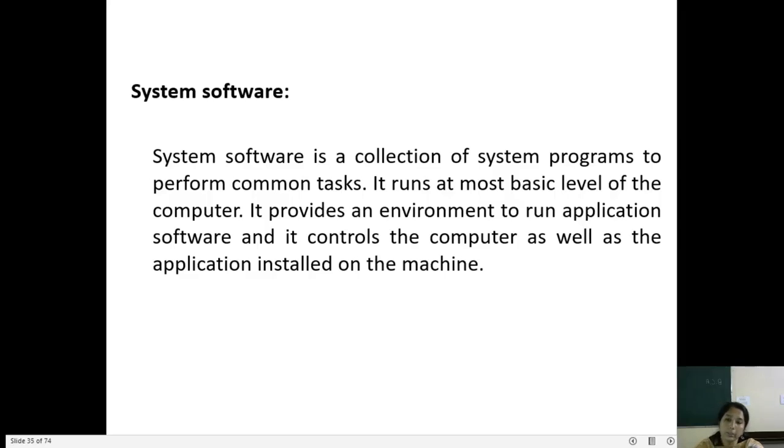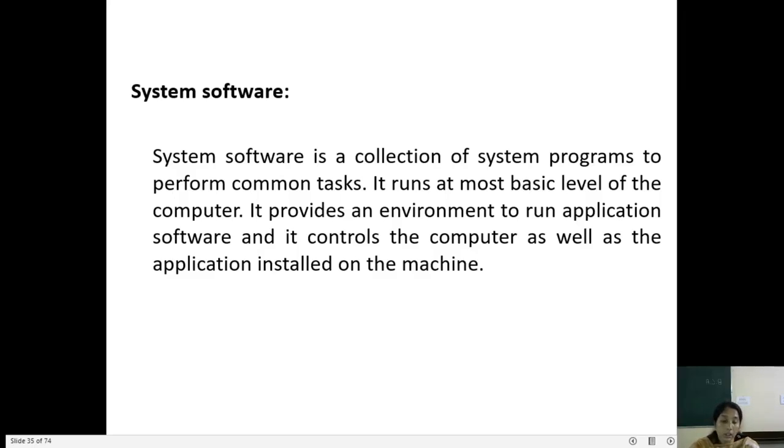System software is nothing but a collection of system programs to perform common tasks, and it runs the basic level of the computer. Like I told you previously, they have introduced operating systems, like Unix, Windows, as well as Linux, as well as DOS. This is the basic software they introduced to run the system, to run the application, to control the application of the computer. So this will be installed whenever you purchase. Without that particular system software you can't work.